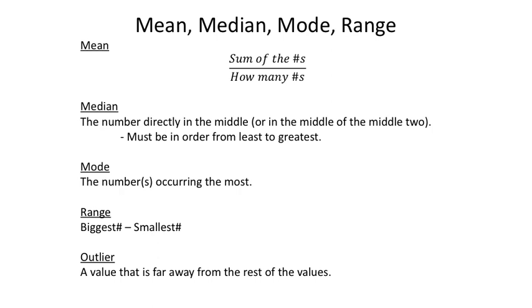Mean, median, mode, and range. And in fact, there's this extra one down here for us. It's an outlier. So a mean, you probably have heard of the mean. It's more commonly known as an average.